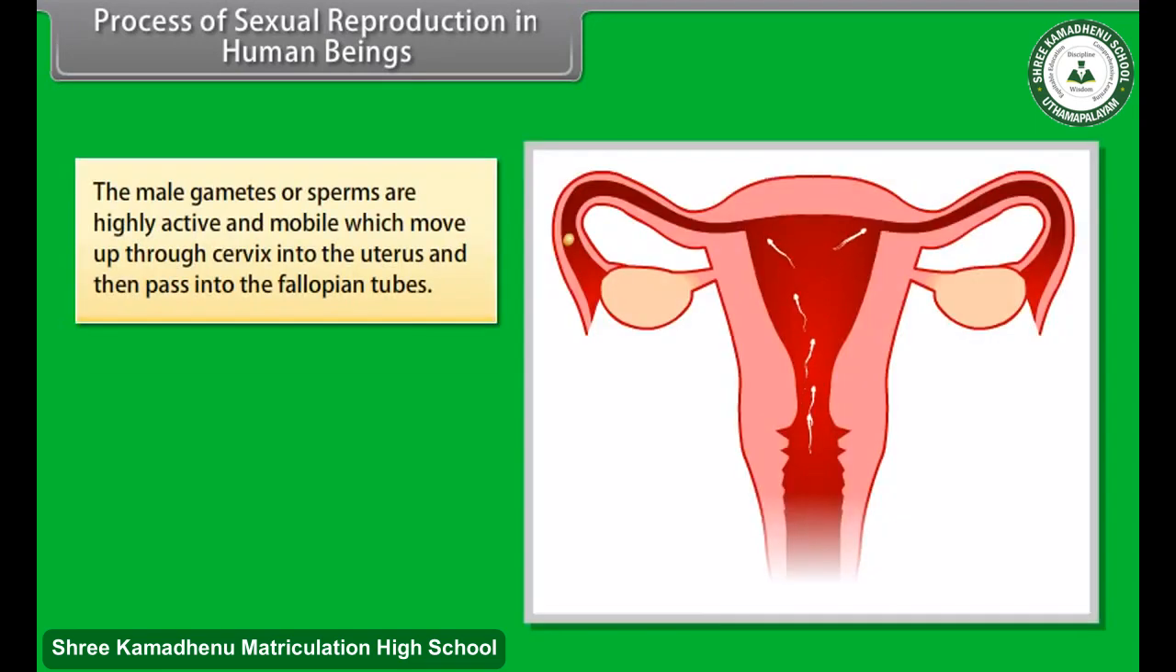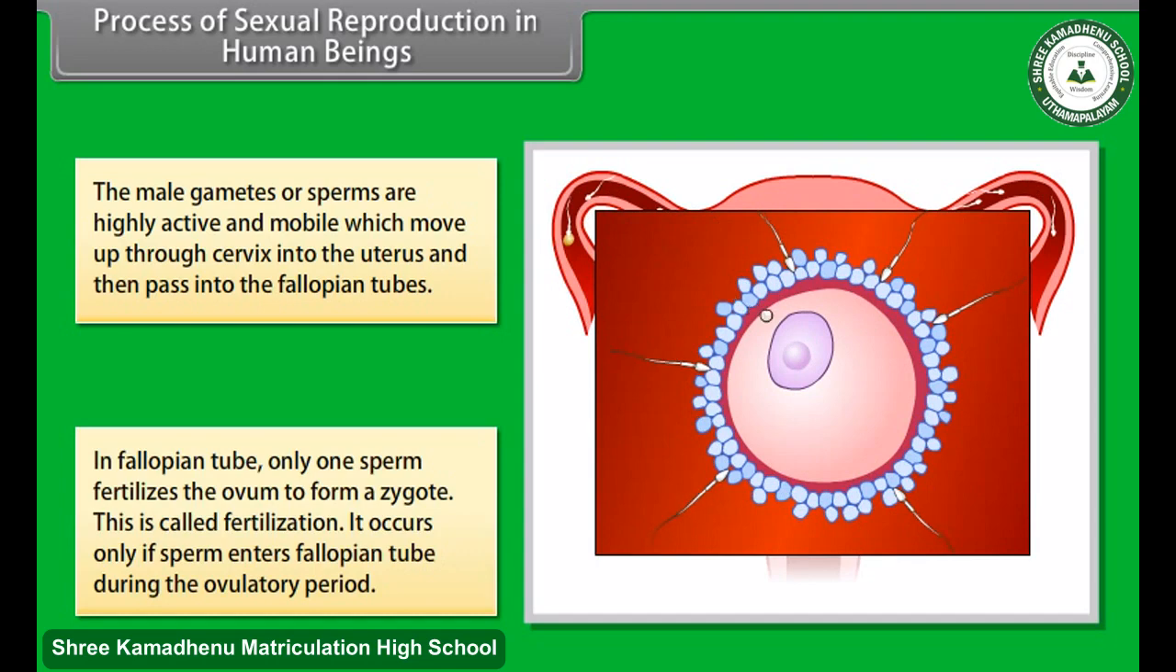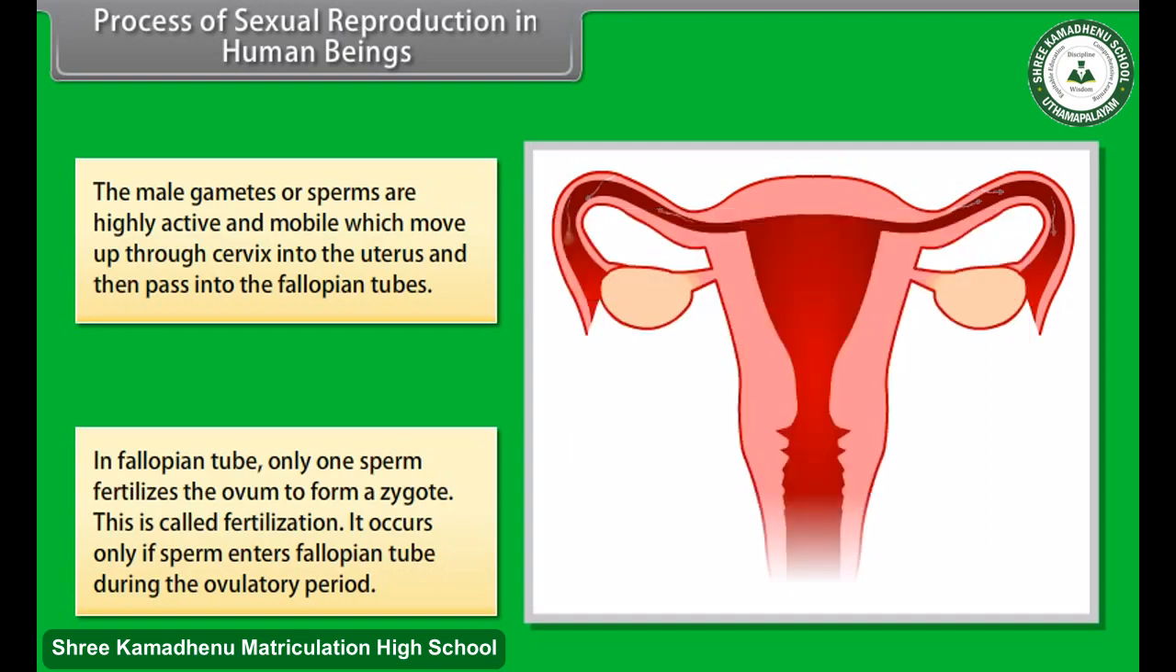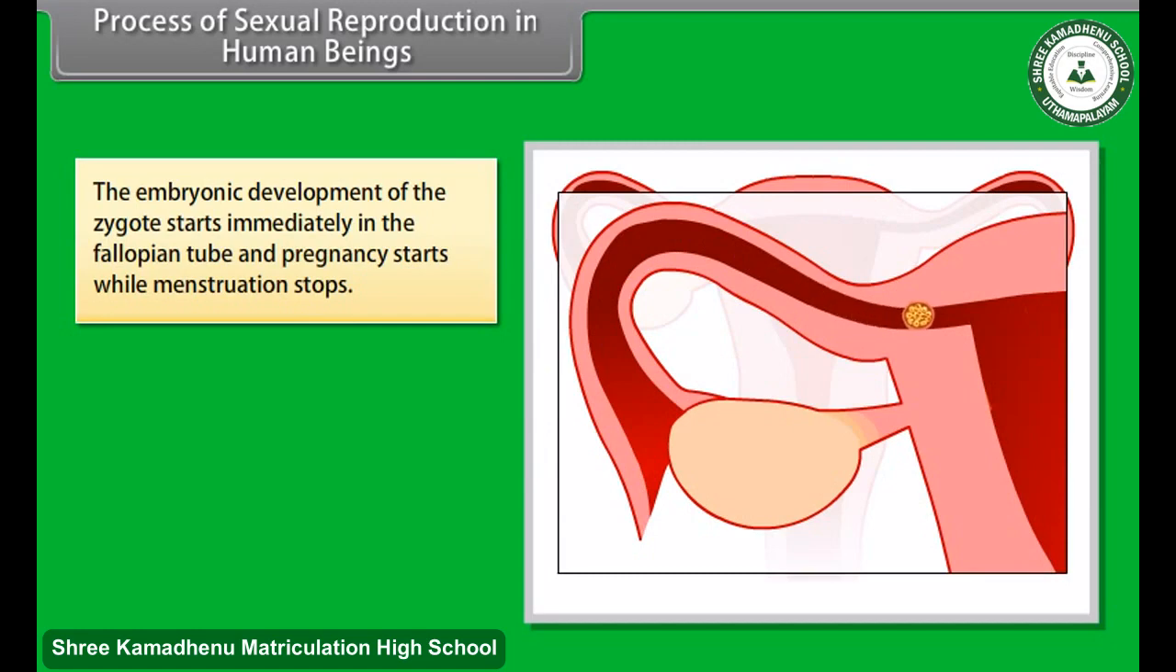Process of sexual reproduction in human beings. The male gamete or sperms are highly active and mobile which move up through cervix into the uterus and then pass into the fallopian tubes. In fallopian tube, only one sperm fertilizes the ovum to form a zygote. This is called fertilization. It occurs only if sperm enters fallopian tube during the ovulatory period. The embryonic development of the zygote starts immediately in the fallopian tube, and pregnancy starts while menstruation stops.